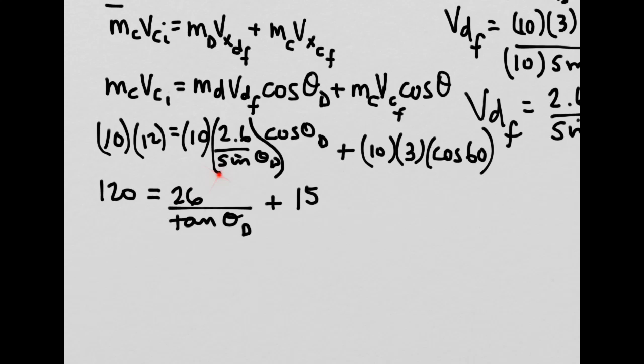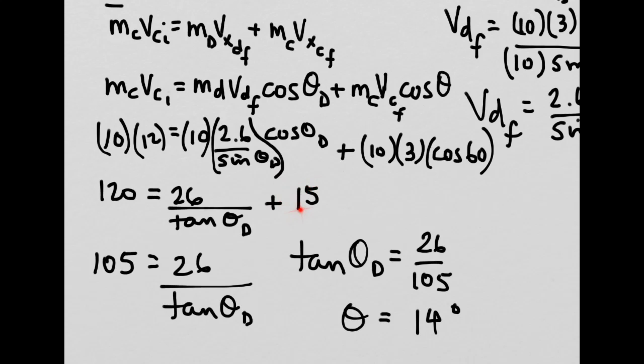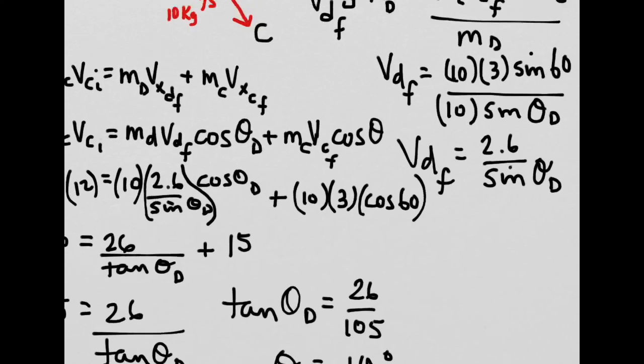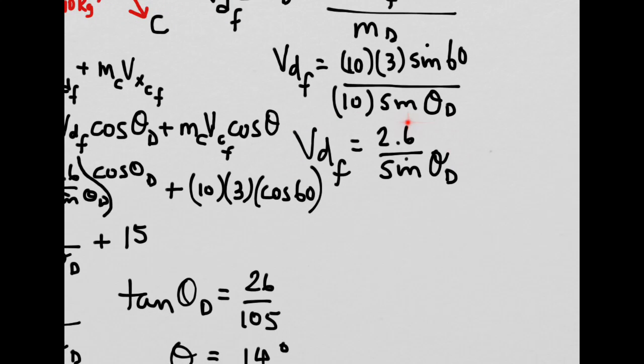120, 26, sine or cosine over sine is 1 over tan, 15. 105, 26, bring that up, bring that down, take the inverse tangent, 14, and then I can go back and solve for the speed because I have that expression here, and I can find out that the speed turns out to be 10.7 meters per second.